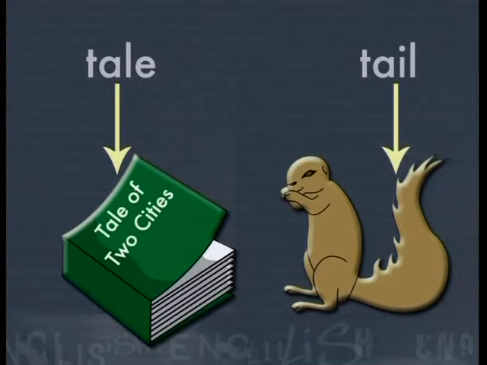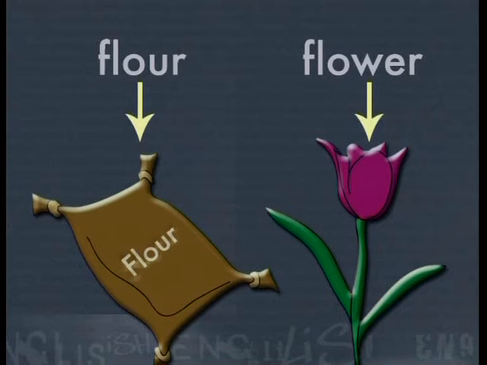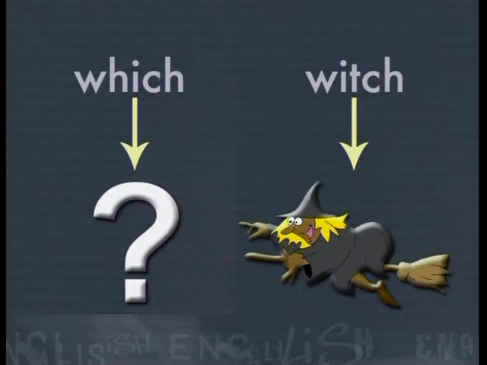Here are a few examples of homophones. I'm sure you can think of many more. Tale, as in a story, and tail, like an animal's tail. Flour, like what you bake with, and flower, as in what grows in your garden. Which, as in the question, and witch, as in a woman who rides on a broom.